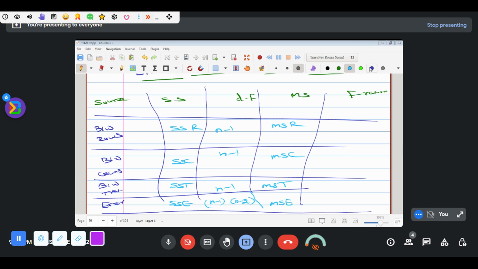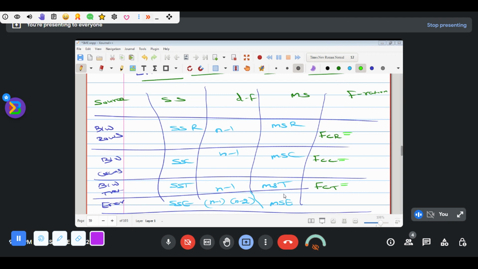F ratio. What is the formula of F ratio? Three formulas are there. One is the F calculation part of rows, F calculation part of columns, and F calculation part of treatment. This is an extra formula. The remaining are the same formulas only.